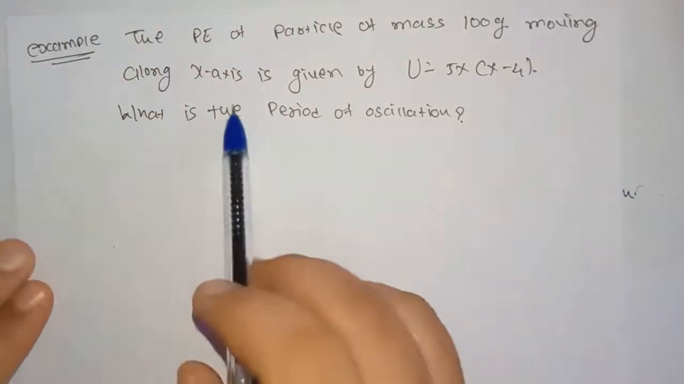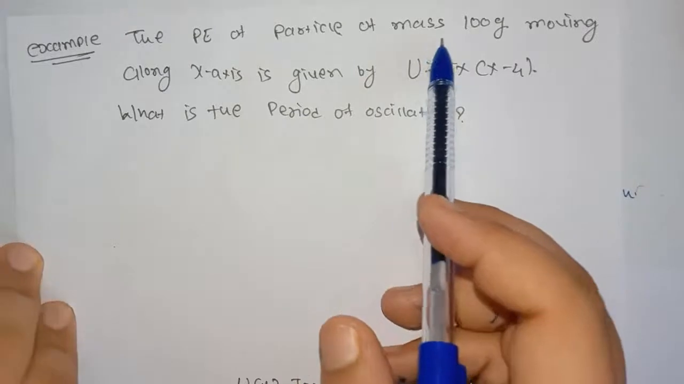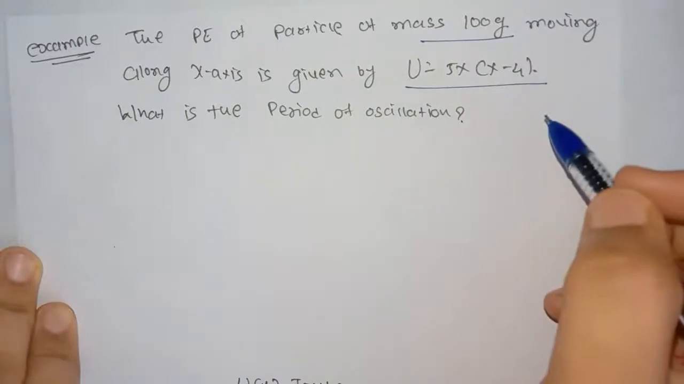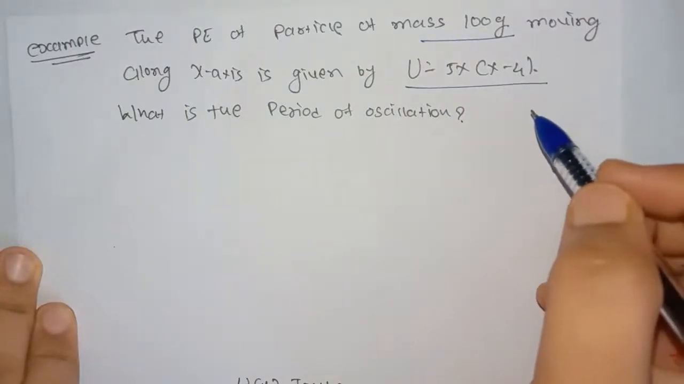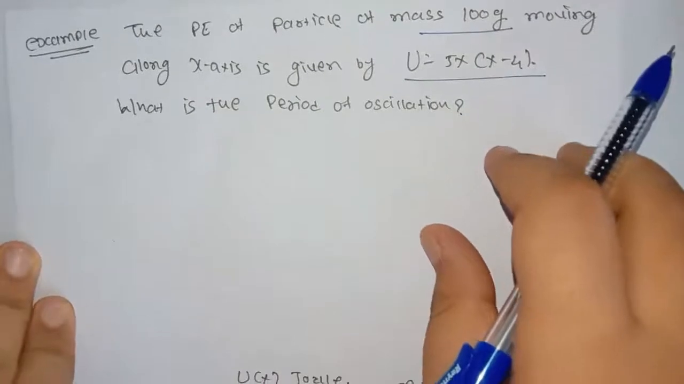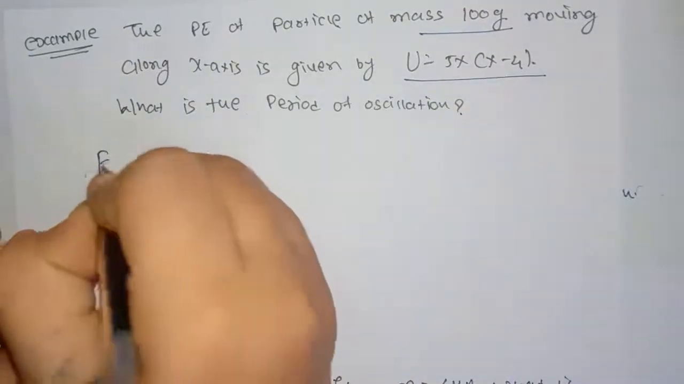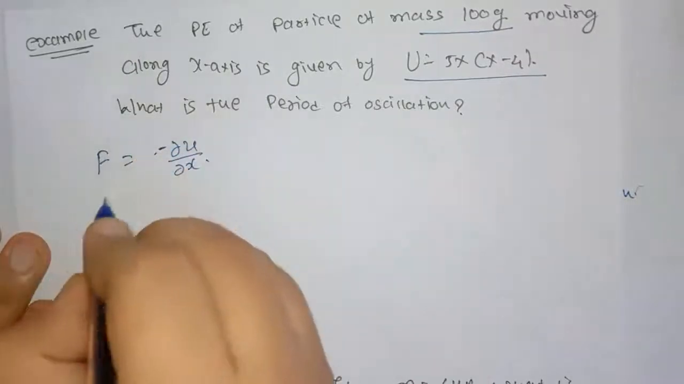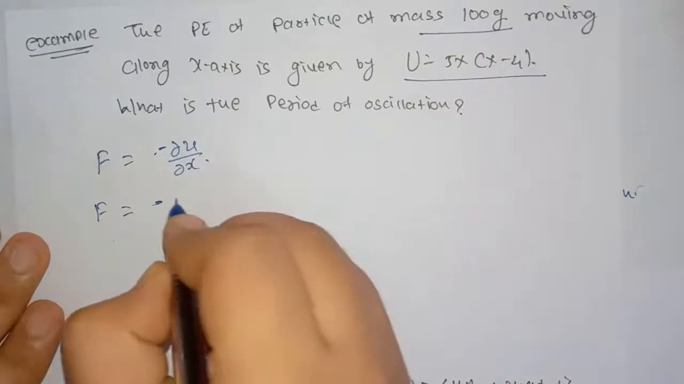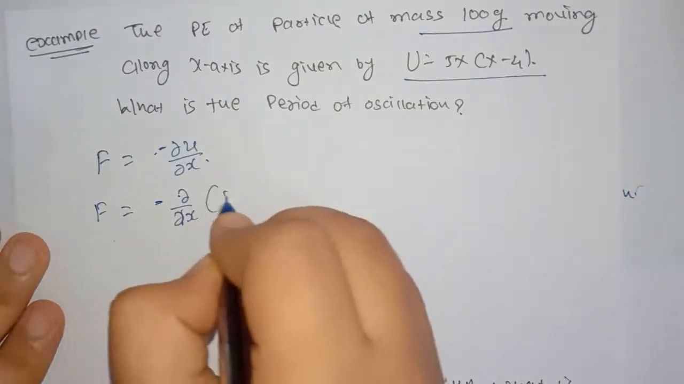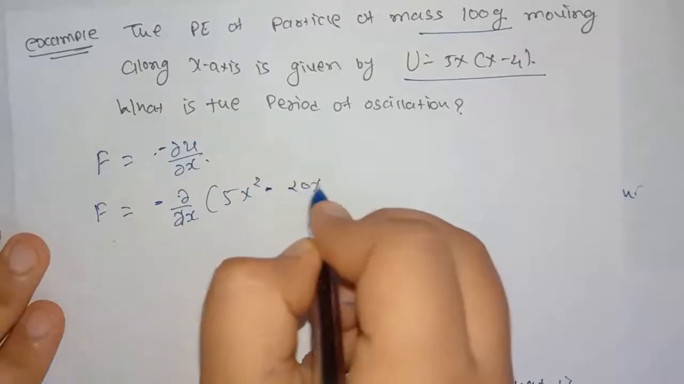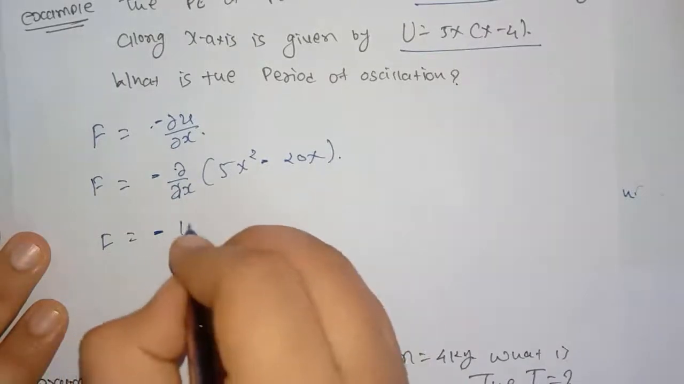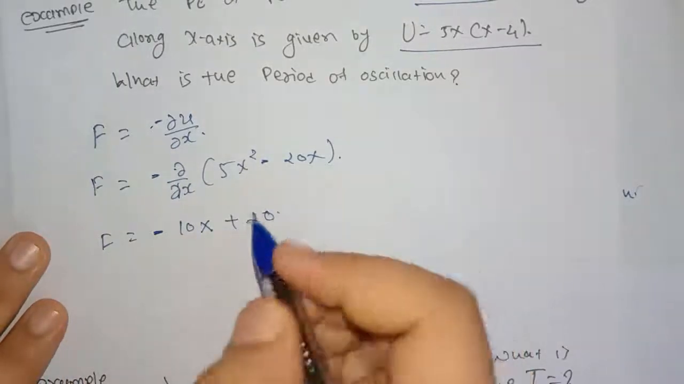In this example, the potential energy of a particle of mass 100 gram moving along the x-axis is given by U equals 5x into x minus 4. We want to find the period of oscillation. The relation between force and energy is F is equal to minus del U by del x. So force will be equal to minus of d by dx of 5x square minus 20x. So force will be equal to minus of 10x minus 20.